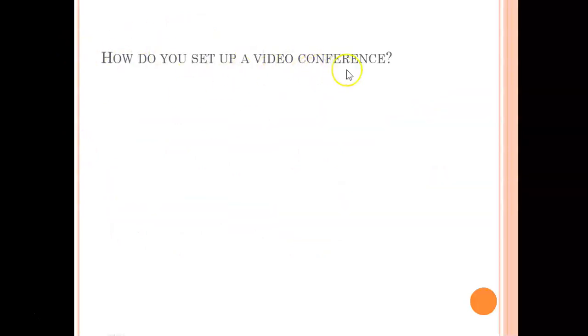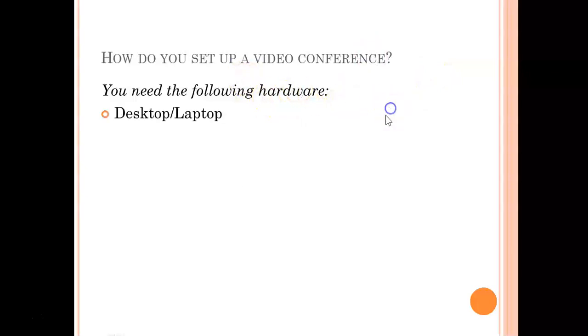So how do you set up a video conference? We're going to look at this very briefly. This was also spoken about in IGCSE. What do we need in order to have a video conference? What hardware? You need a desktop or laptop.